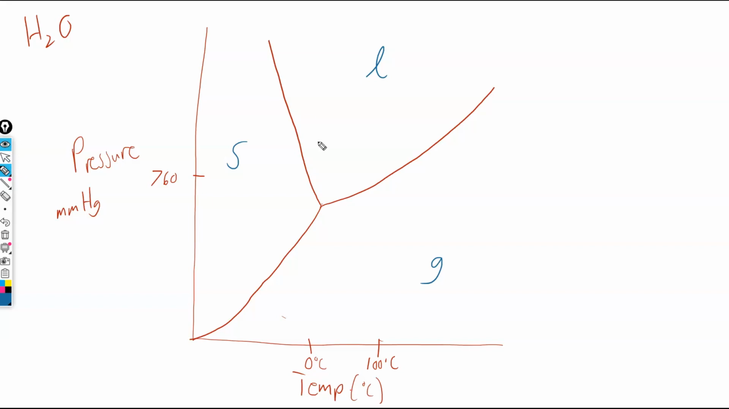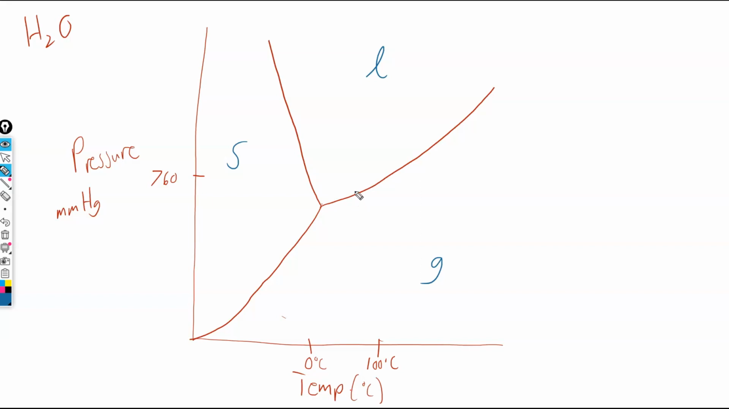And now what this tells you, if this is the phase diagram for water, is at what temperature and what pressure water will be in which phase. So for example, if we were at negative 20 degrees Celsius, which is maybe right here, and at 700 millimeters of mercury right here, you'll be at the solid state of water. If you're at 1 millimeter of mercury, a very low pressure, you'll be in the gas phase of water.